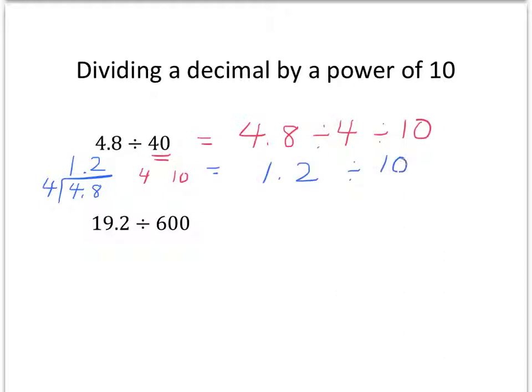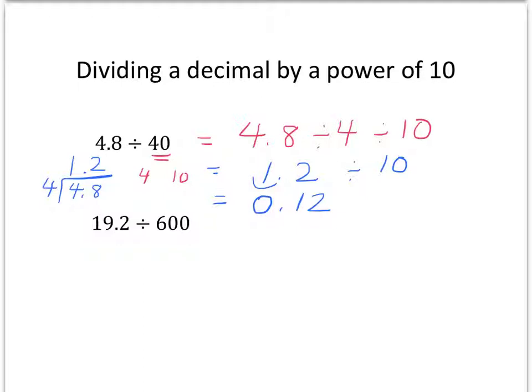And then I'm going to divide that by 10. And when I divide by 10, I get a number that's 10 times smaller. So the decimal place moves once to the left. So I get an answer of 0.12. Okay, so 4.8 divided by 40 is 0.12.